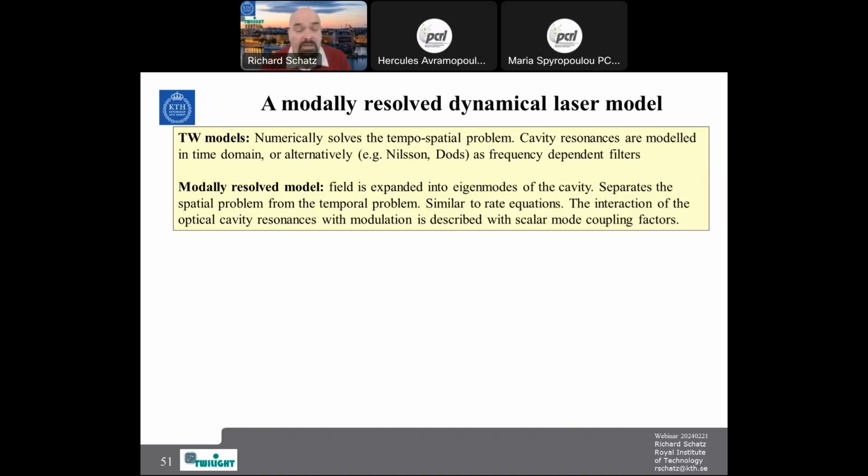I have instead used a modal expansion model. So I describe the field not as an instantaneous field, but as a sum of eigenmodes of a cavity. So the total field is a sum of eigenmodes of a cavity. And that separates the spatial problem from the temporal problem. And then I get a rate equation model of how the modes couple with each other, and also how the modes couple with the carriers.